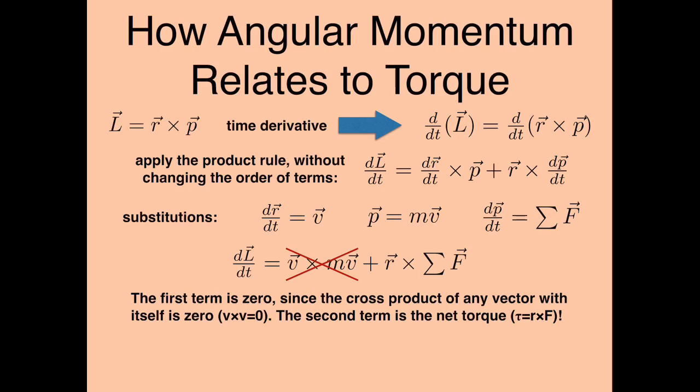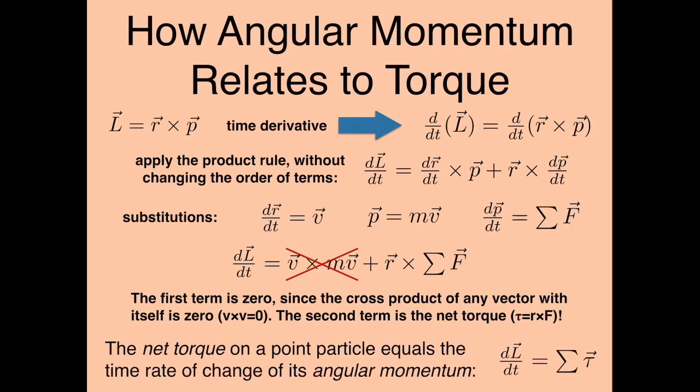Now the second term should look kind of familiar. We have r crossed with the sum of all forces, or the net force. Remember, torque is r cross F, okay? So that second term here is actually the net torque acting on our particle. So the result here is this. We have dL/dt on one side equaling the sum of all torques on the other side. So the net torque acting on a point particle equals the time rate of change, or the time derivative, of its angular momentum. That's what that is saying.